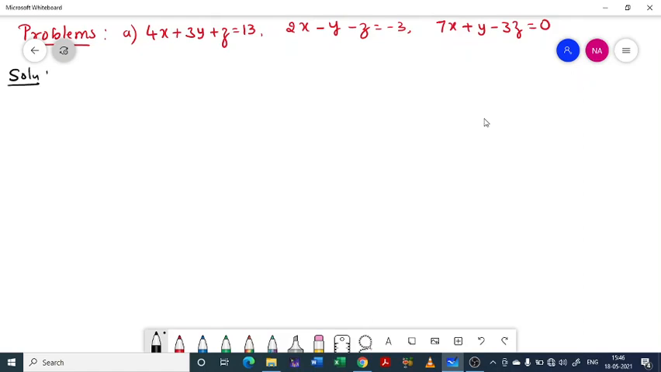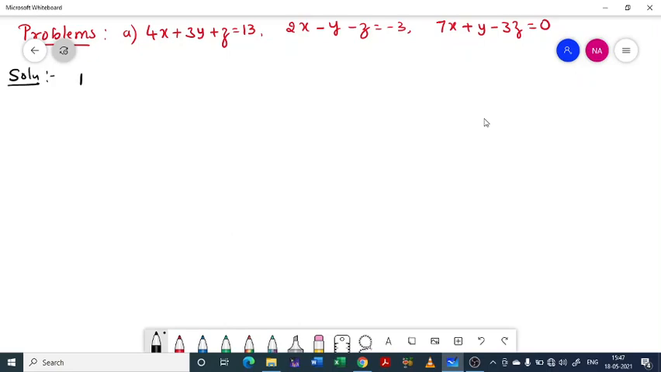The first problem we are going to consider is: solve the system of equations by Gauss-Jordan method. 4x plus 3y plus z equal to 13, 2x minus y minus z equal to minus 3, 7x plus y minus 3z equal to 0. This is the first set of equations we are going to consider. As usual, first you need to write the system of equations once again, then write the augmented matrix. But here I am directly writing the augmented matrix just to save time.